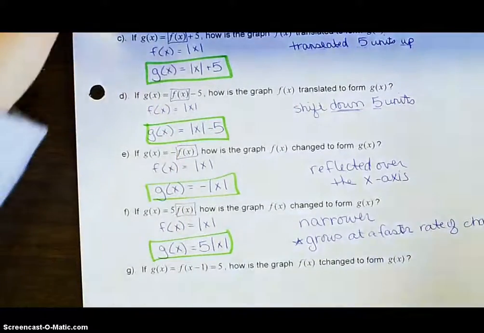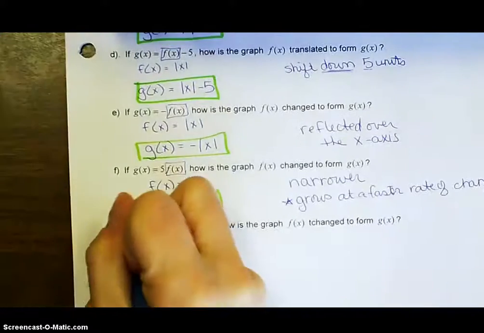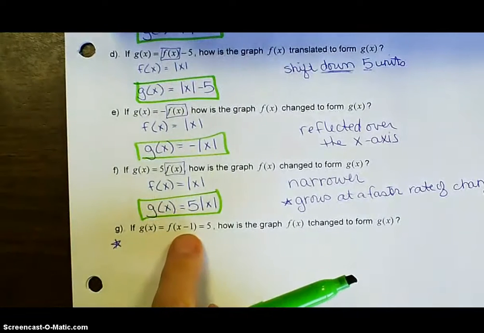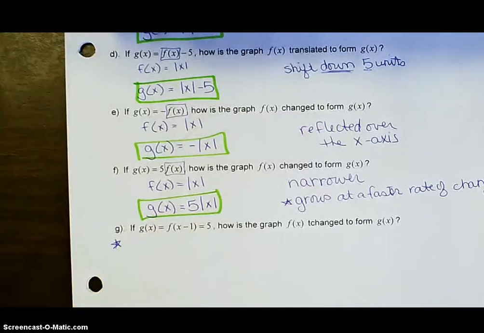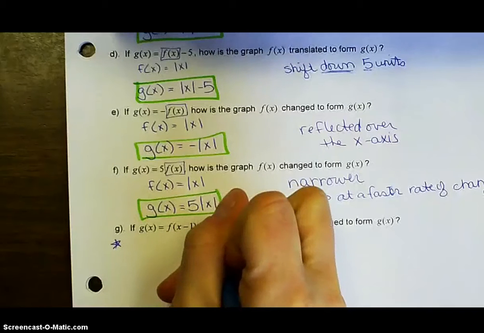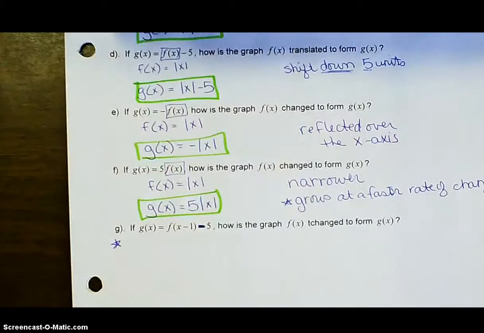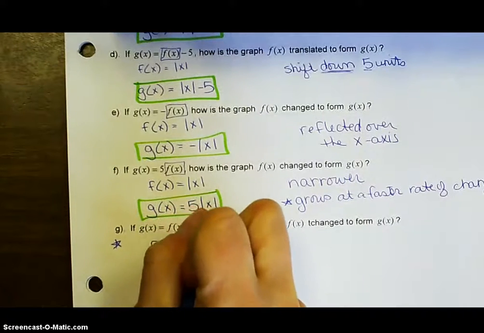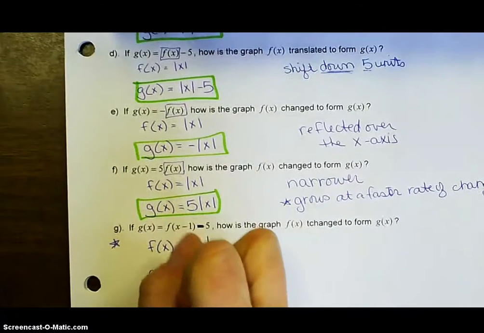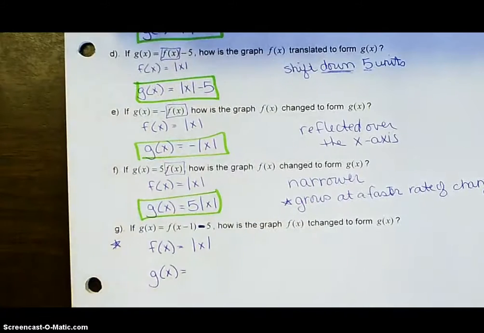Okay, now here's the challenge one. All right, our last one. g of x equals f of x minus 1. Oops, there's a typo here. This is supposed to be a minus 5. I apologize, so please fix that. Minus 5. You can't have two equal signs. So how is the graph changed to form g of x? Well, let's start by writing our parent function. Now we have to write our new function, g of x.